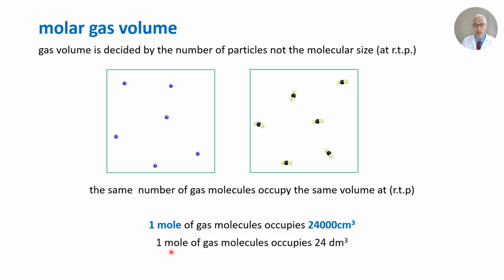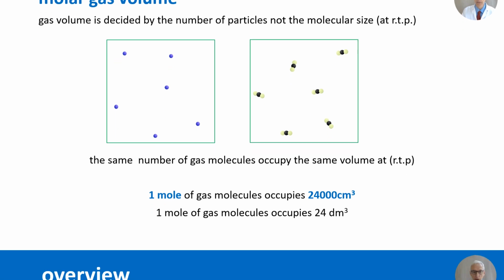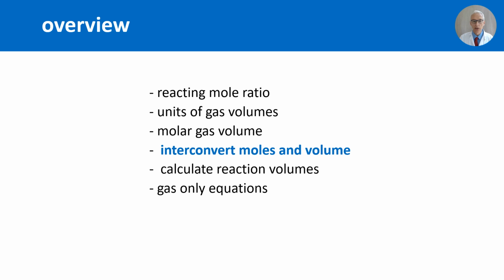Alternatively, 1 mole of gas molecules occupies 24 decimeters cubed. Again, you will be using that figure in volume calculations. They're the same volume, but different units. So we've been through reacting mole ratio, units, and molar gas volume. We'll now see how to convert between moles and volume.